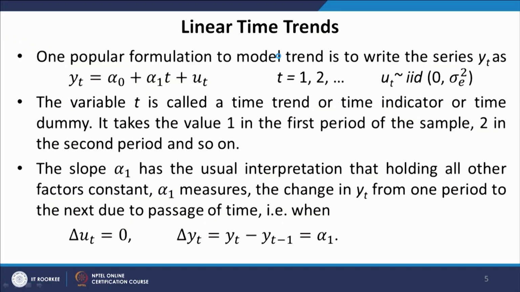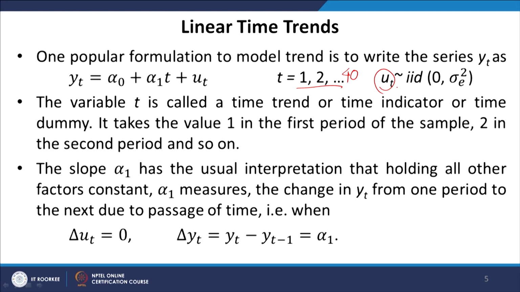One popular formulation to model trend is to write the series y_t as y_t equals alpha naught plus alpha 1 t plus u_t. This is the most commonly used expression for inclusion of trend terms into a regression analysis, where t takes the value 1, 2, 3, 4 and so on. So, if there are say 40 observations, then the last value of t is 40. The error term I assume to be well behaved, so it is again a white noise process.